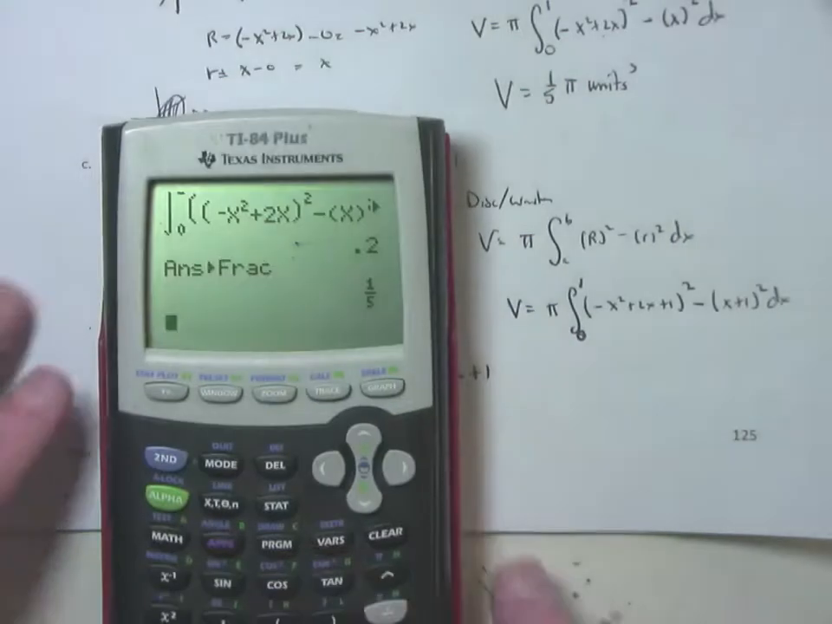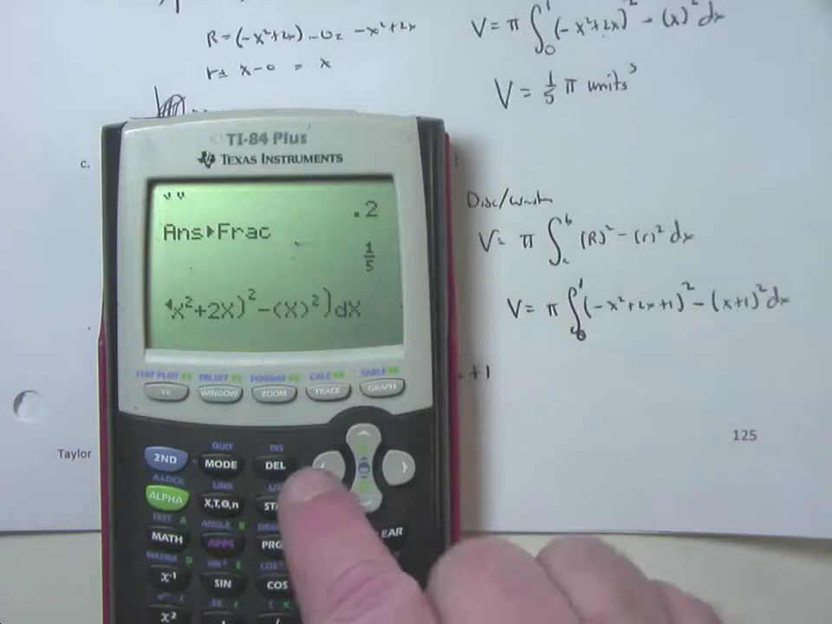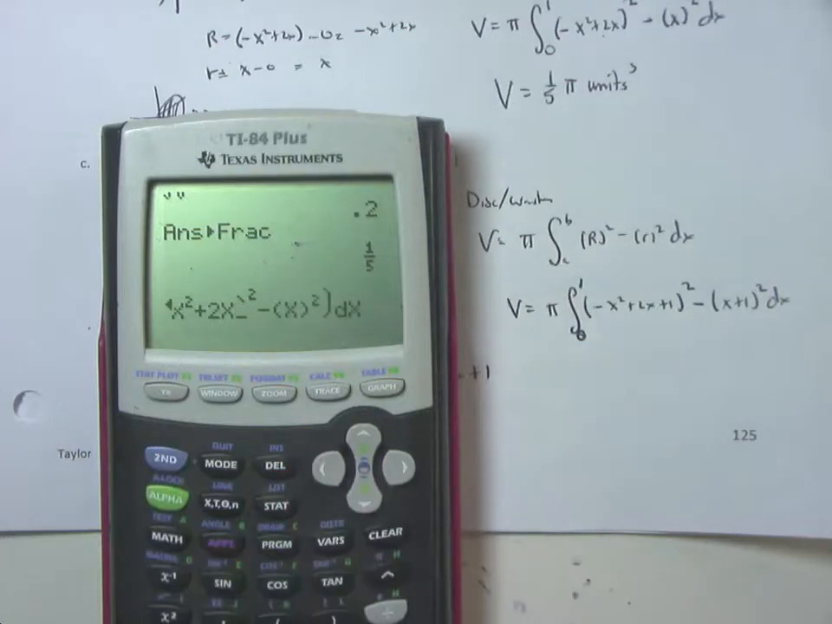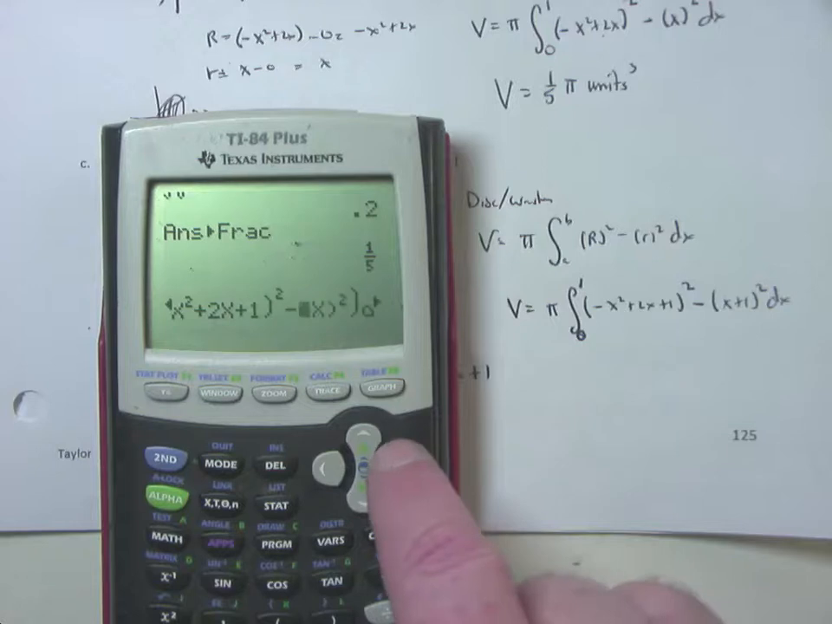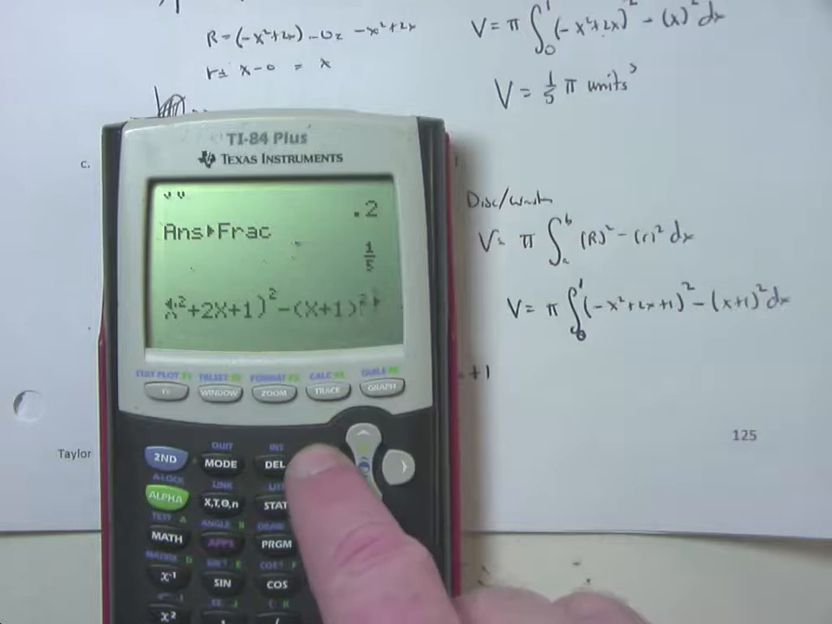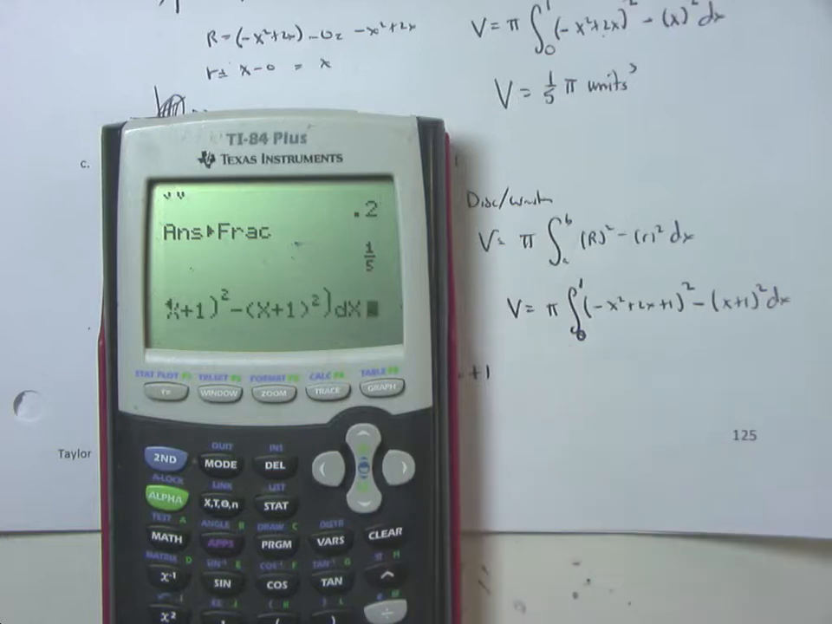I'm going to pull this thing back down again. But the only difference between the last problem and this problem is inside those parentheses, now I've got a plus 1 there, and with this x, I've got to insert a plus 1. So let's just double check what I just typed in on my equation here. This is the integral from 0 to 1 of negative x squared plus 2x plus 1, squared, minus x plus 1, squared, dx. The only thing missing is the pi.